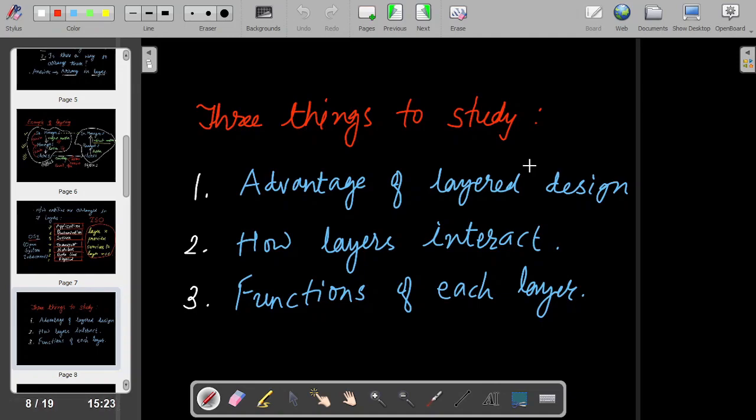Now, related to OSI reference model, we have to study 3 things. First is the advantage of layered design. Second is how layers interact. And third is functions of each layer. This third topic is a bit lengthy, so I cannot cover it in this video. We will look at these first 2 things, and then later we will talk about the third one, that is functions of each layer.